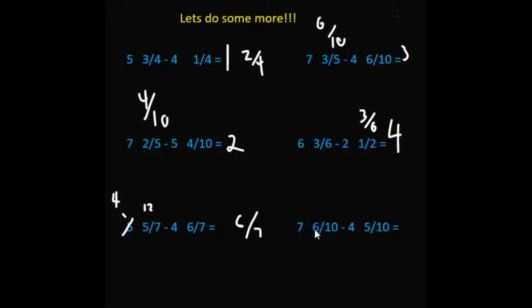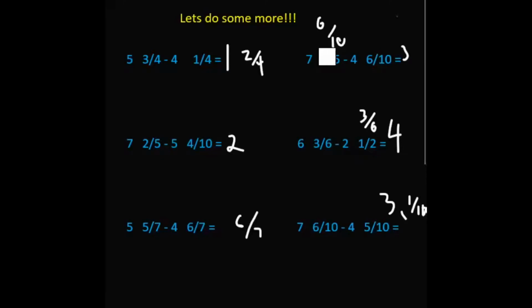Then we have 7 and 6/10 minus 4 and 5/10. So now we do 6/10 minus 5/10, which is 1/10, and then we have 7 minus 4, which is 3. So 3 and 1/10 is the answer here. So let me just erase the work on the equations so it'll look much neater.